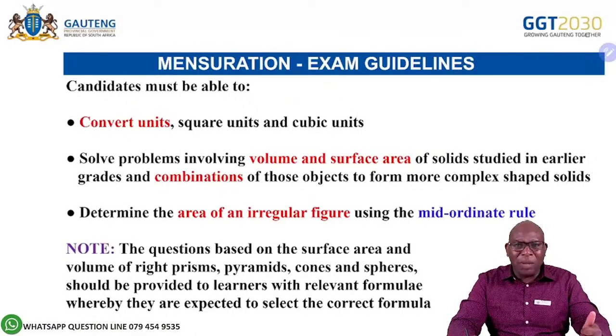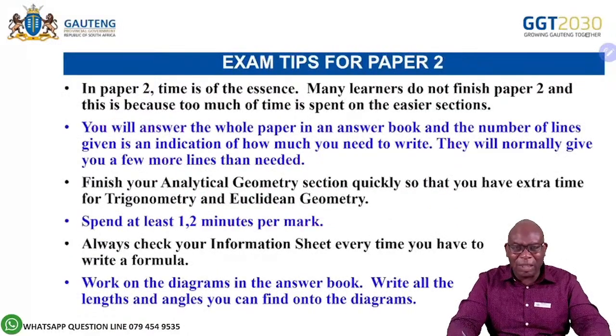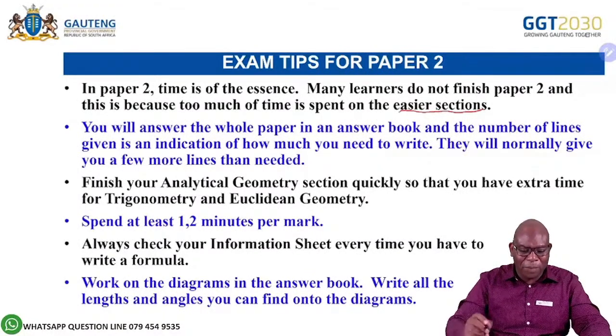Remember, paper 2 needs a lot of time. So time is of the essence, because you've got to work in your geometry, and on all those riders you must think which rider to use, especially in geometry. So most of the time we don't finish the paper because you spend too much time on easier sections. Those easier sections, try to do them quicker, so that you have time to do your Euclidean geometry, which takes a lot of time.